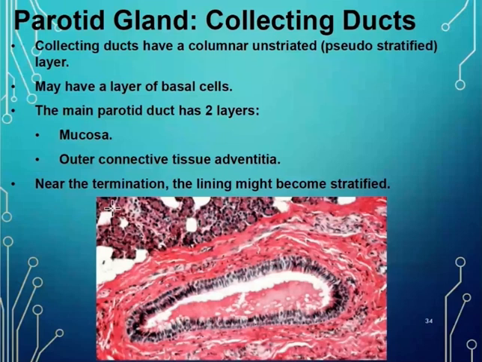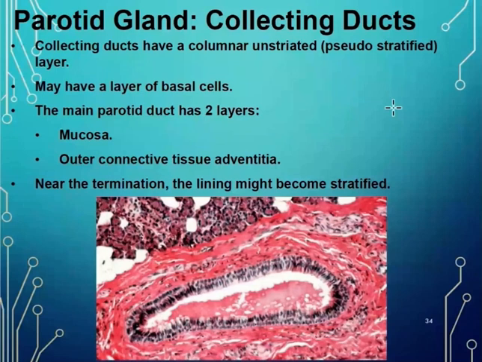Okay, the striated ducts lead to what we call larger collecting ducts. It is the final stage of modification of saliva. They are called collecting ducts because they only collect but do not modify, whereas the intercalated and striated ducts modify the composition of the saliva, as we have said, so we call them secretory ducts. But these final collecting or excretory ducts have a columnar layer without striations, okay? Columnar but unstriated cells, sometimes they look pseudostratified.